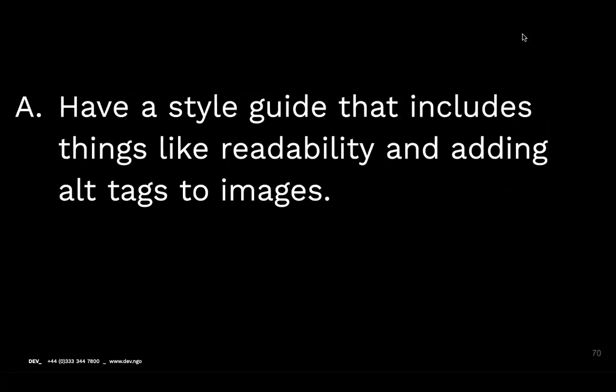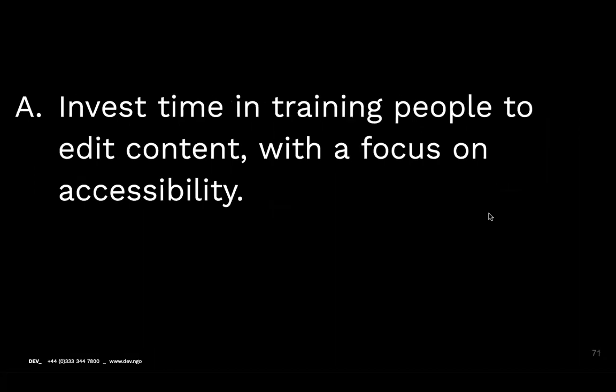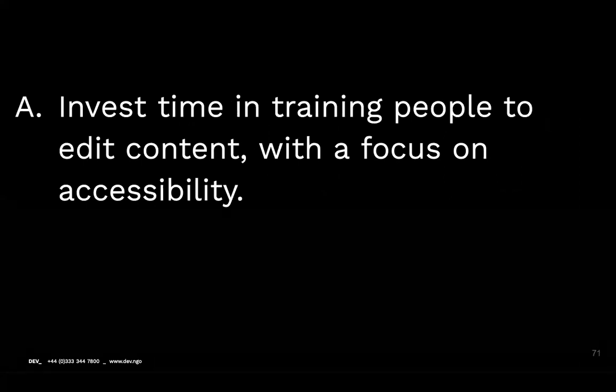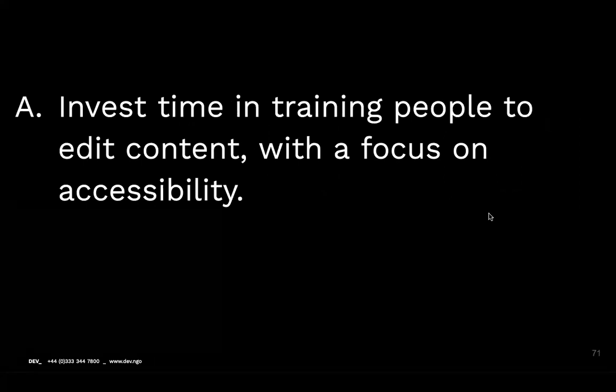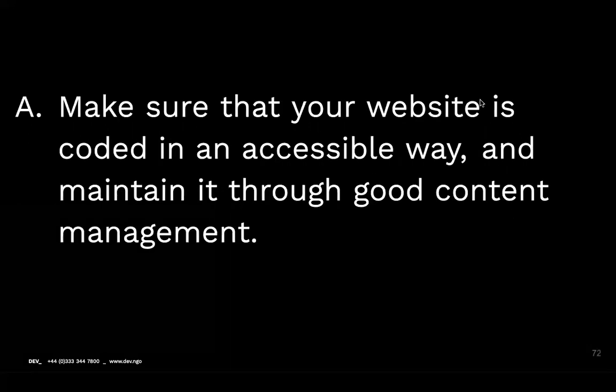So some of the points that we put together around this were about having a style guide that includes things like readability and adding alt tags to images. Just make sure some of those basic points I mentioned earlier are covered off in your style guide. And do invest time in training people to edit content with a focus on accessibility. Unfortunately, that is unavoidable, but you do need to take time to make sure people are aware of the basics of accessibility, and to make sure that your website is coded in an accessible way, maintain it through good content management.